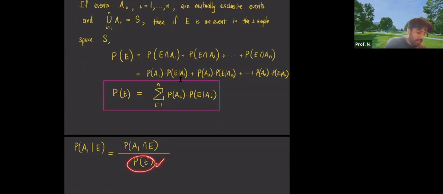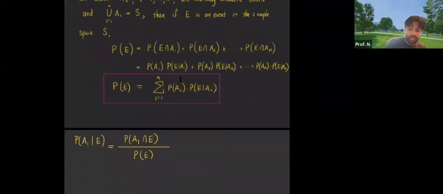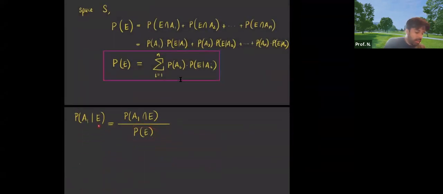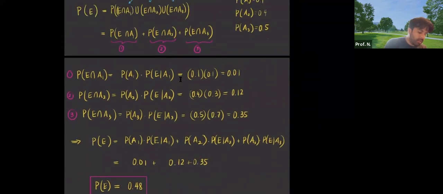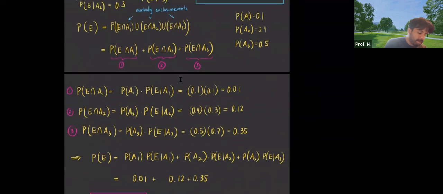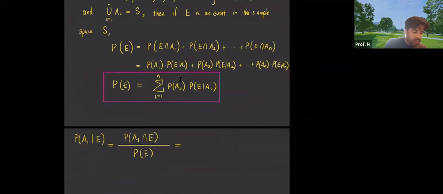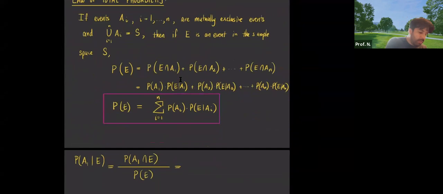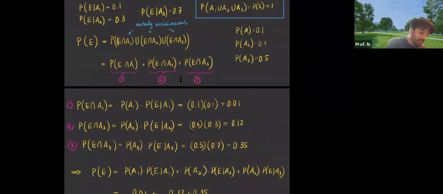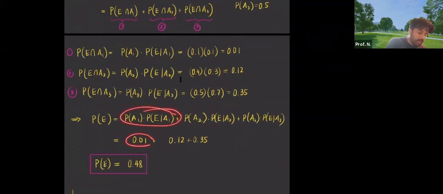So I found this already from the previous example, right? I used the law of total probability to find the probability of E occurring. But what is this here? Zering says 0.1. So are you sure it's 0.1? I think you're close though. So how would you calculate this? Didn't we calculate this here? The probability of E and A1, isn't it this? 0.01?